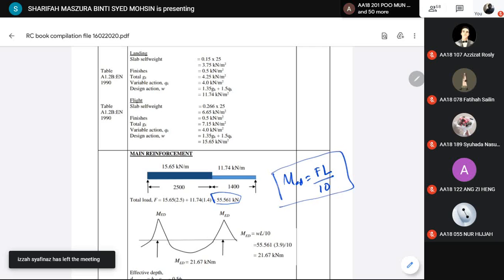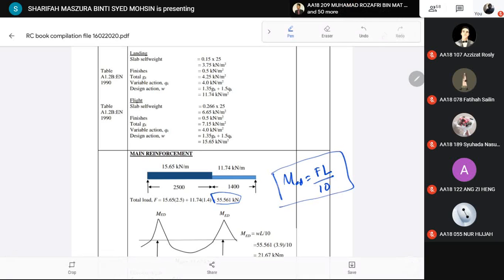This is the equation that we use for estimating the moment for the staircase. The equation is a fixed value, a fixed formula, regardless of the number of steps on the staircase. So M is equal to F times L, where L is the total span. 55.56 times total span, which is 3.9, divided by 10, we get 21.67 kilonewton meter.